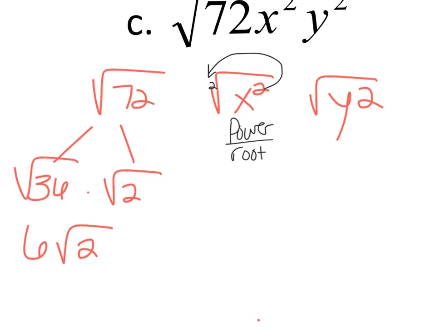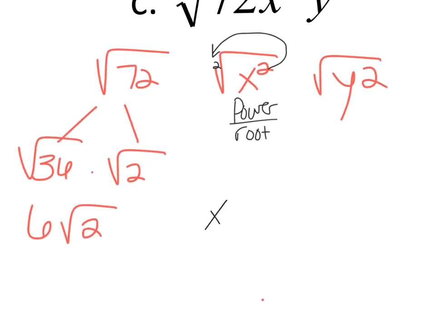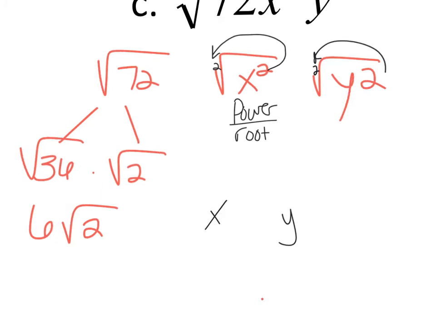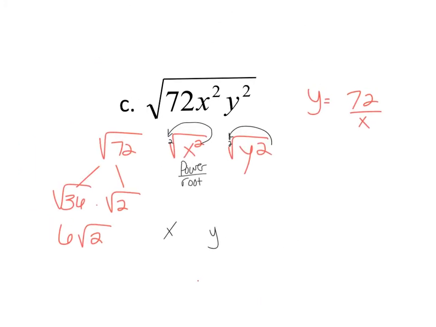So I'm going to do 2 divided by 2, and I'll get x. 2 divided by 2 again, because there's a 2 there, you get y. Okay? So then what you're going to do is take anything that's outside of the radical, the 6, the x, and the y, and pull it together in the front. And whatever is left inside the house stays inside the house.